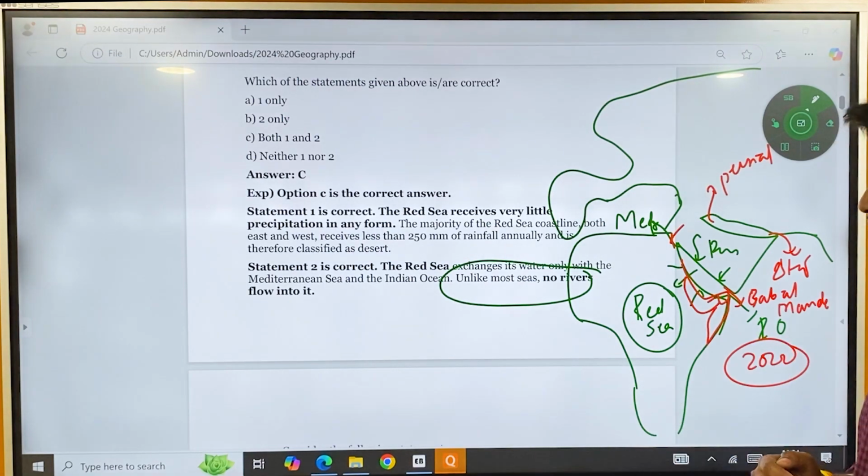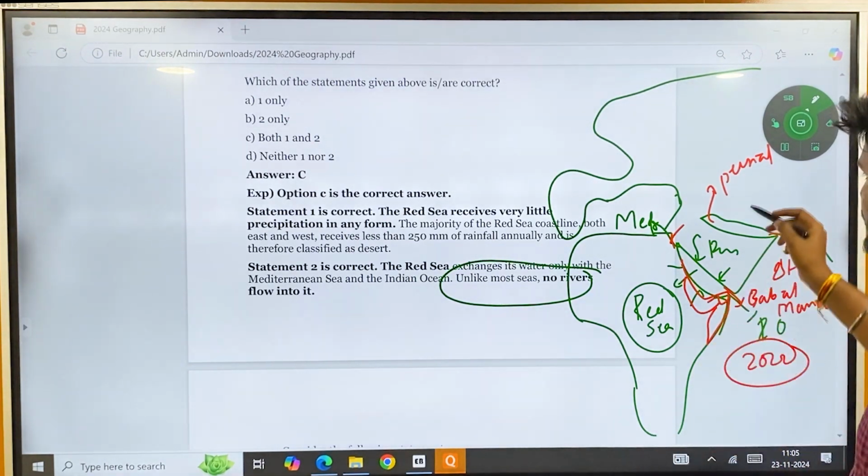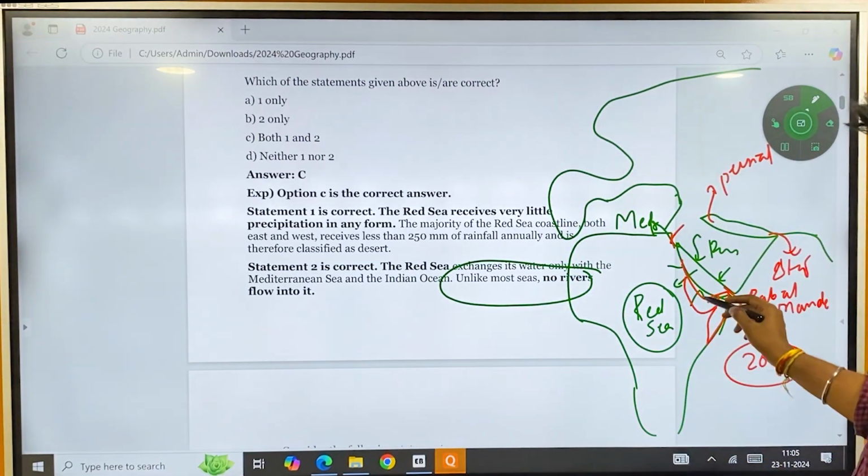So it is very important to understand geography maps also, not just the basics, not just the concepts. You should also know the map of the world. So the answer here is both.